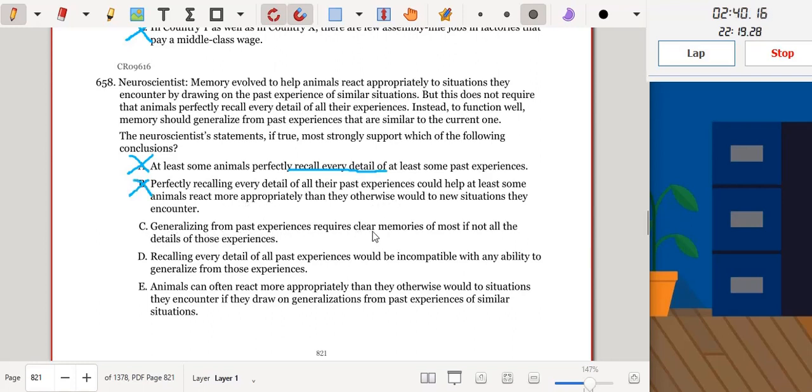Generalizing from past experience requires clear memories of most of, if not all, the details. No, this is not it. Recalling every detail of all past experiences would be incompatible with any ability to generalize from those experiences. So no, I am going with the earlier one. It says animals can often react more appropriately than they otherwise would to situations they encounter if they draw on generalization. Yeah, this was quite straightforward.